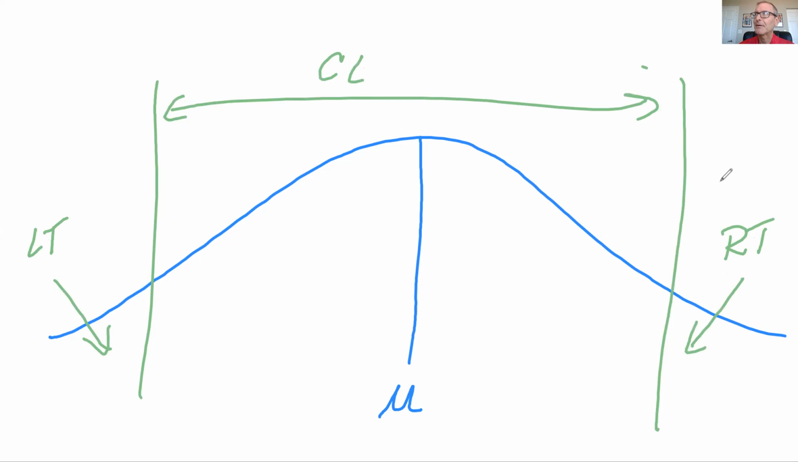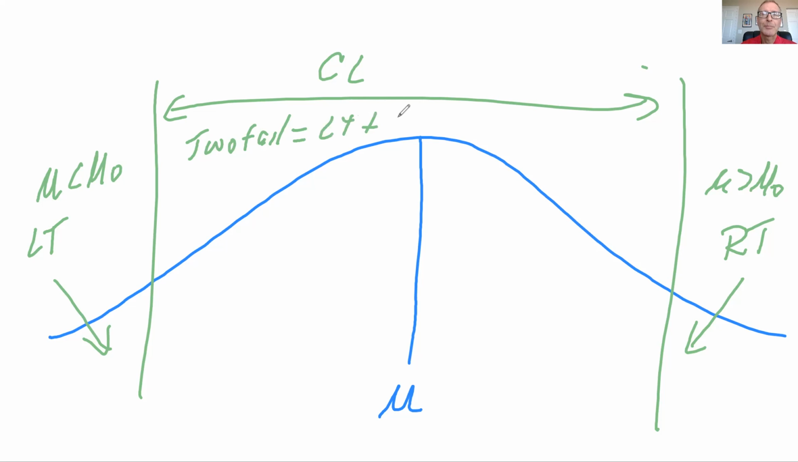The right tail would be the greater than, the left tail would be the less than, and the two tail is when you add both of those together. So it'd be the left tail plus the right tail, and that would be mu not equal to the mean. You'll see when we walk through this analysis, these are the types of calculations we're going to be doing with numbers associated with it.